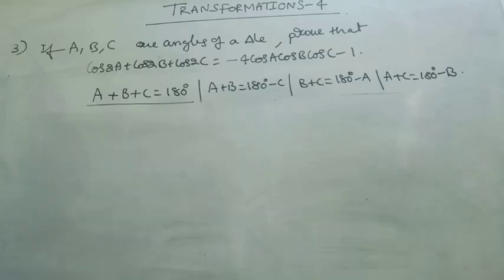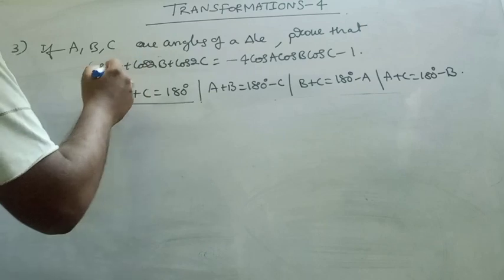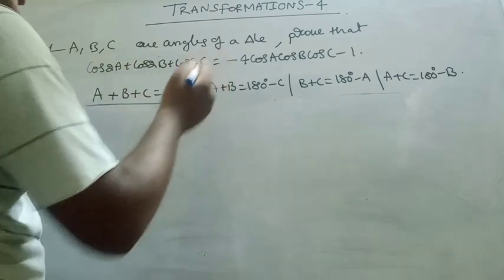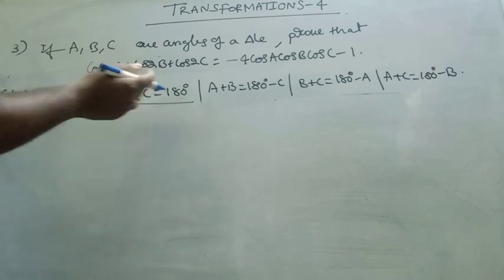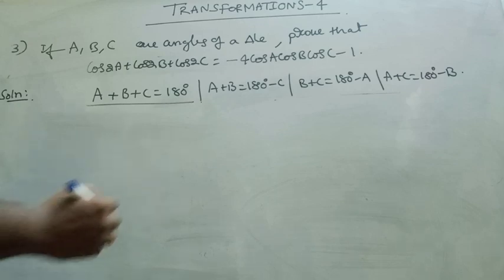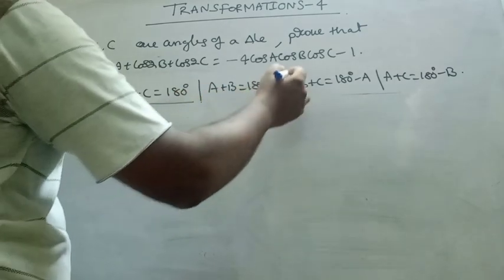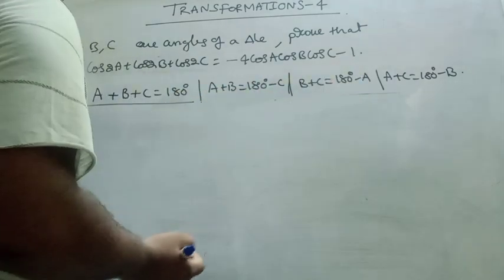Now see, my dear students, we have another nice, beautiful problem. The third one: if A, B, C are angles of a triangle, prove that cos 2A plus cos 2B plus cos 2C is equal to minus 4 cos A cos B cos C minus 1. Right? Minus 4 cos A cos B cos C minus 1. How we are going to do that is in the same way. A plus B plus C is equal to 180 degrees is given. A plus B equals 180 minus C. B plus C equals 180 degrees minus A.